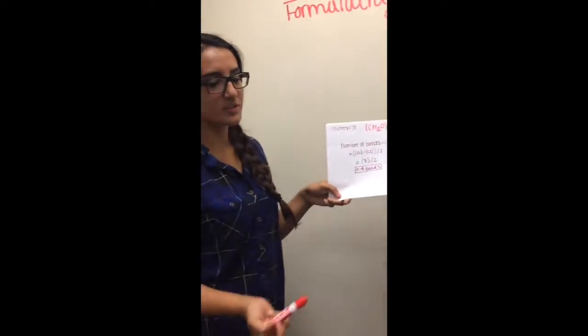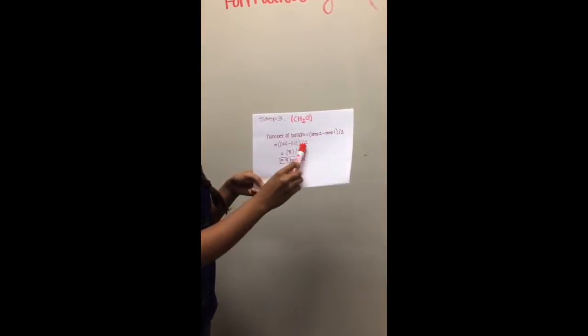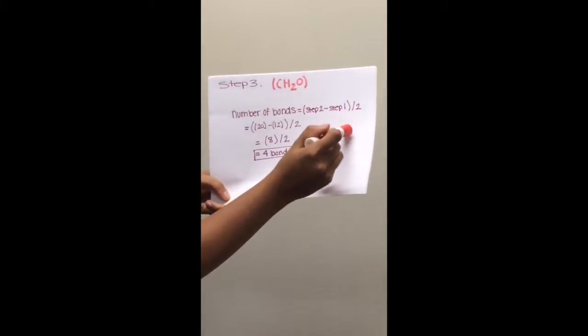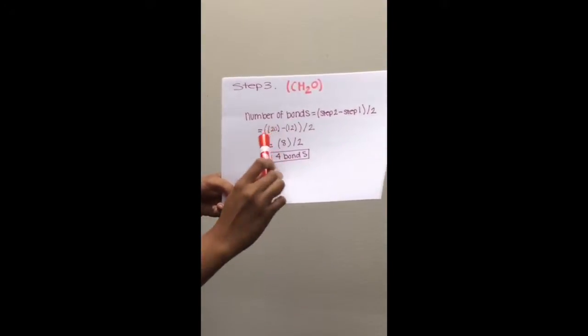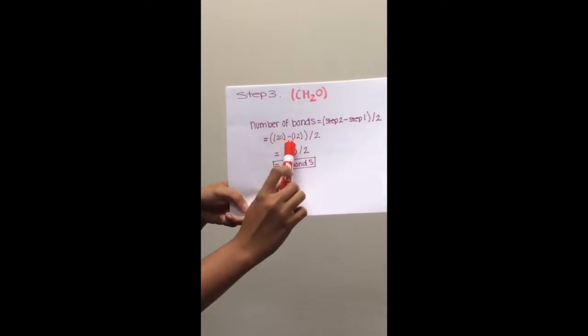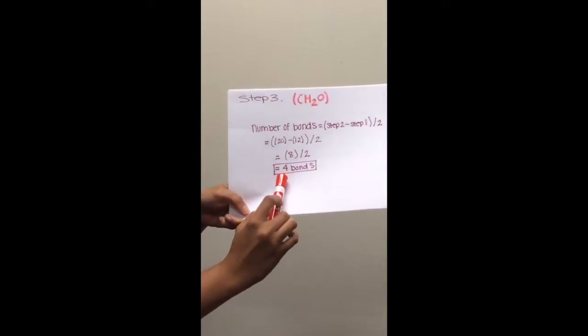In step 3, we're determining the number of bonds, which would be the number of electrons from step 2 and step 1 divided by 2. That is 20 valence electrons to make it happy minus 12 valence electrons, divided by 2, which is 4 bonds.